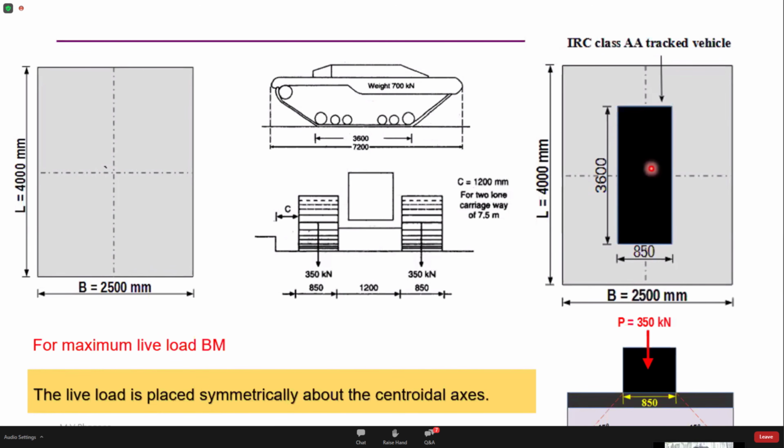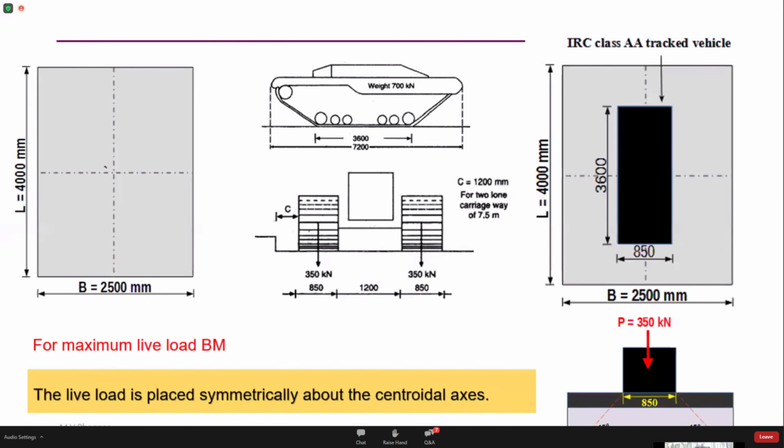When I place this load on the slab, the total weight of this vehicle is 700 kN, so one wheel is going to weigh 350 kN. When the load is placed on the deck slab, it is going to get dispersed through the thickness of the slab. So I have this 850 mm contact width of the wheel on the deck slab, and this is going to be the dispersion. My objective here is to calculate the dispersion of this wheel load along the length and along the width of the slab.